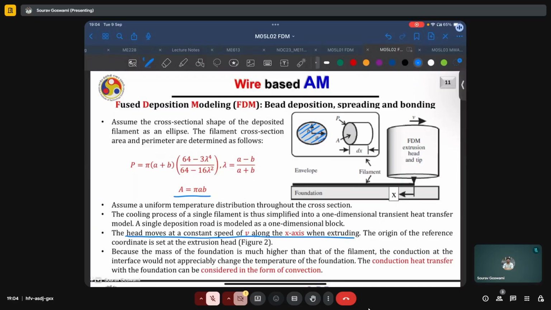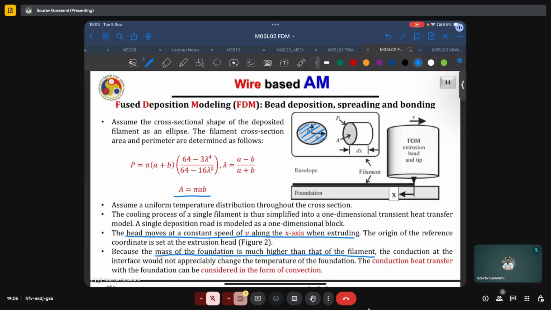The mass of the foundation, that is the build plate, is much higher than that of a single filament track. The conduction at the interface will not appreciably change the temperature of the foundation. Thus, the heat loss by conduction from the filament to this foundation can actually be approximated as just a convective loss to the ambient temperature with some heat transfer coefficient. Because if it is considered as conduction, then we also have to account for temperature changes into the foundation. It will not be maintained at a fixed temperature.